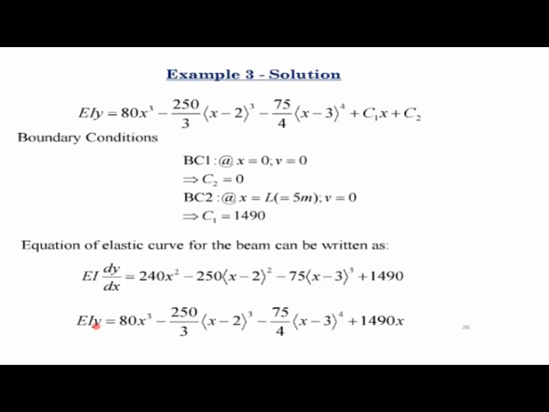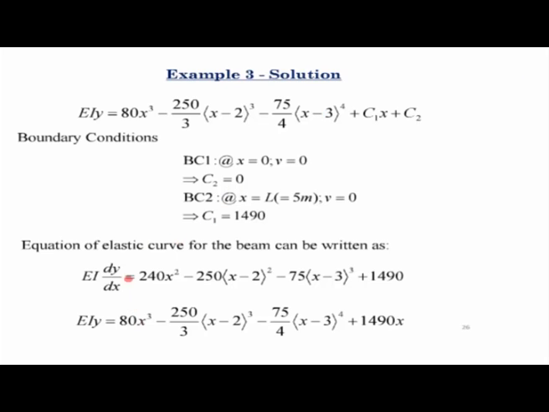Similarly, the equation for the deflection is given by EI v equals 80 x cube minus 250 by 3 x minus 2 whole cube minus 75 by 4 x minus 3 to the power 4 minus 1490 x. So as you see, this is the equation of the slope and the deflection of the beam. Now up to here what you have noticed is the advantage of the Macaulay method. Now what I will now show you is there are some things that cannot be overcome even if you use the Macaulay method, and that is if you are told to calculate the maximum deflection of this beam.